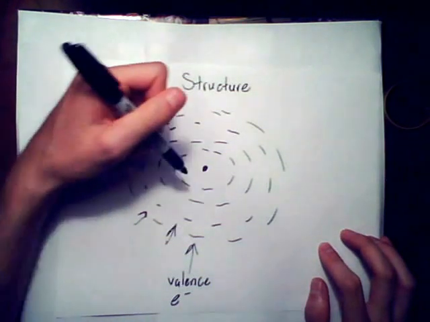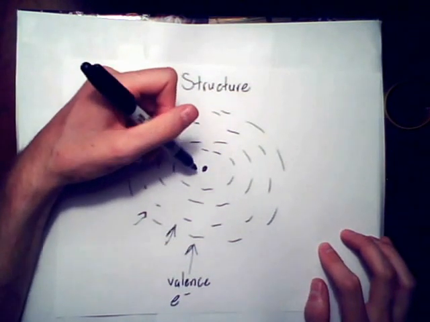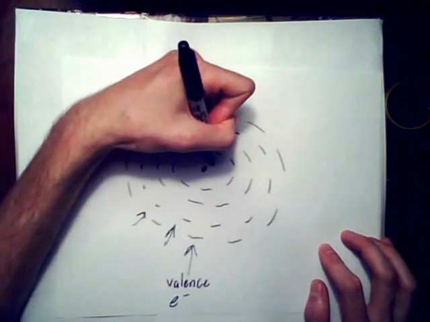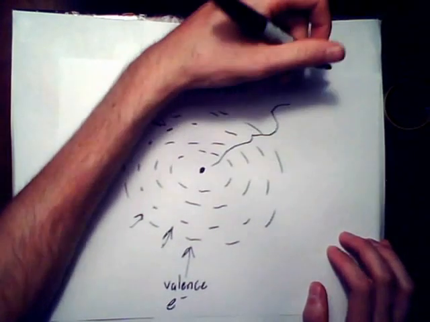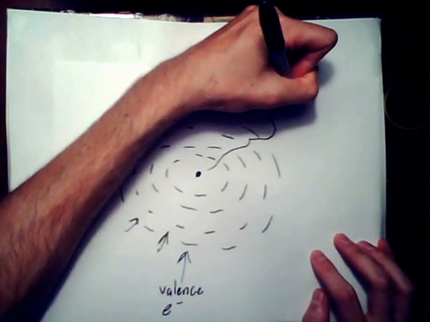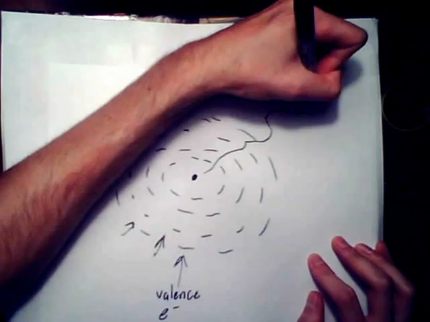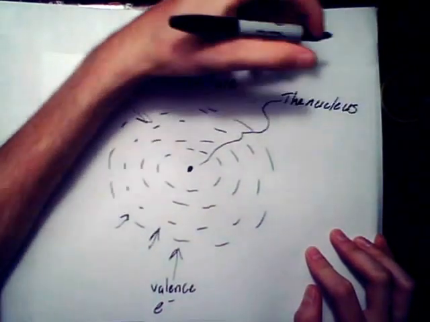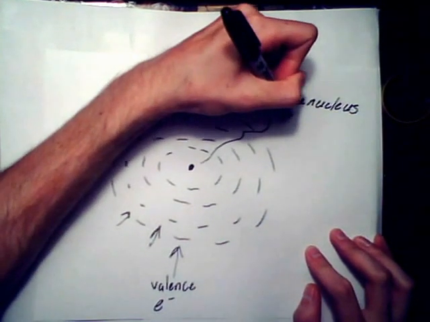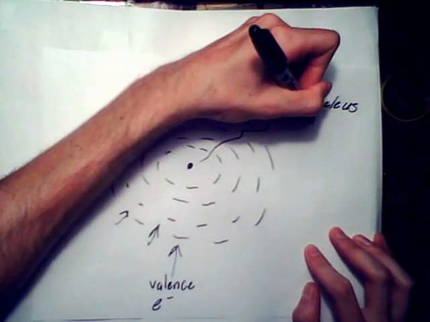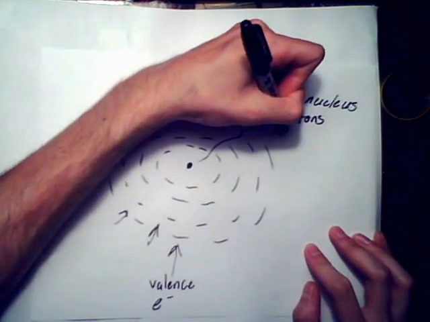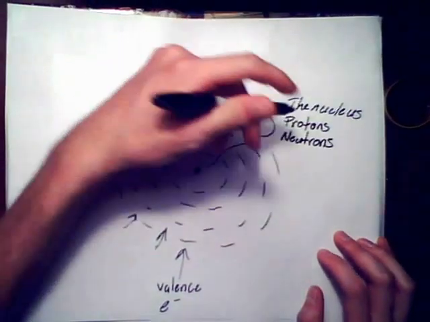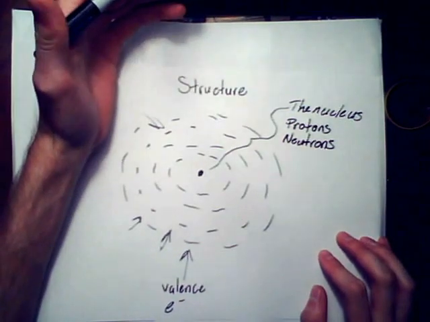So now, if we go into the middle of the circle, and this is a very big dot in comparison to this, this guy right here, with a little squiggly line going, is called the nucleus. So the nucleus is composed of protons and neutrons. So protons, neutrons, and electrons are the three subatomic particles which make up the actual atom.